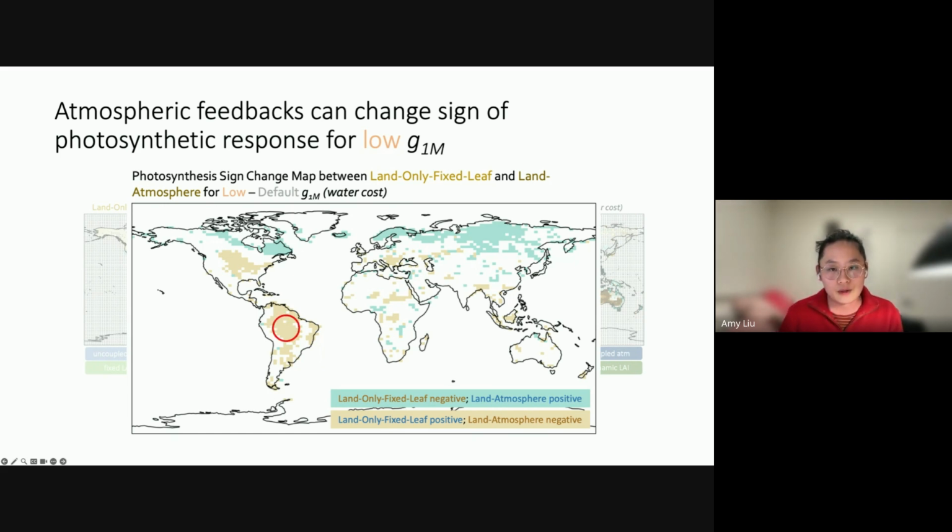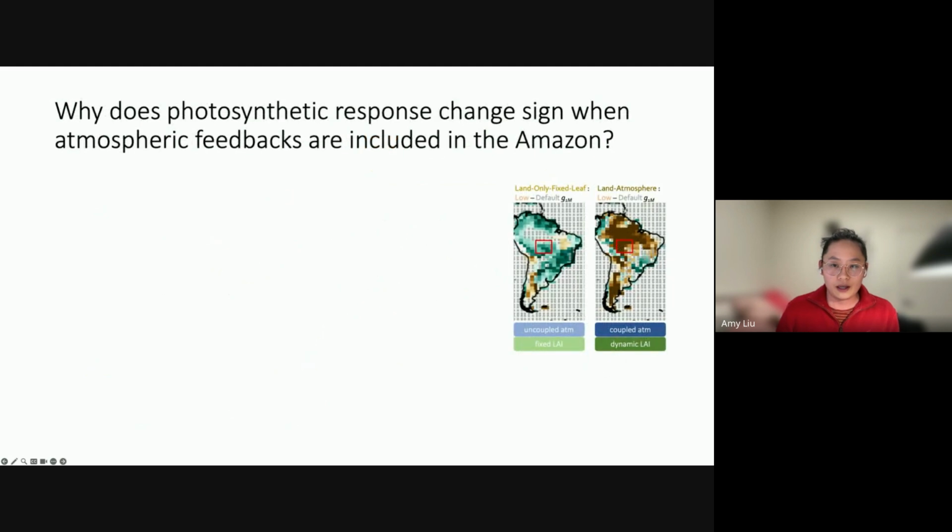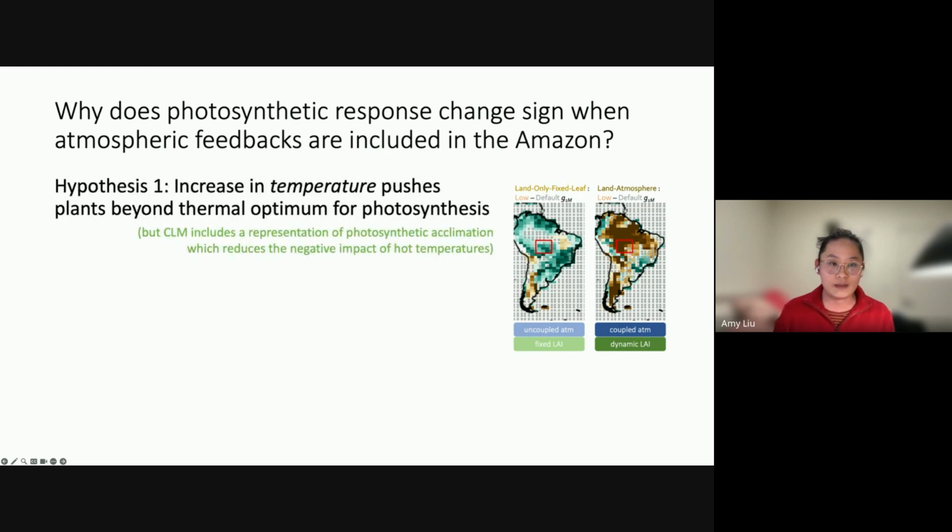And today I'm going to focus on the Amazon to see why this sign change occurs. So in the Amazon, photosynthesis increases in the absence of atmospheric feedbacks, and photosynthesis decreases when there are atmospheric feedbacks. And we have two hypotheses as to why this may be the case. The first one is that the increase in temperature pushes plants beyond the thermal optimum for photosynthesis. But there's a caveat here that CLM does include a representation for acclimation to the higher temperatures, which would reduce the negative impact of hotter temperatures.